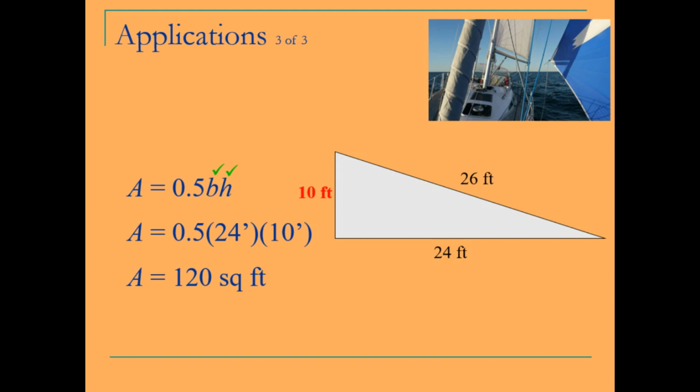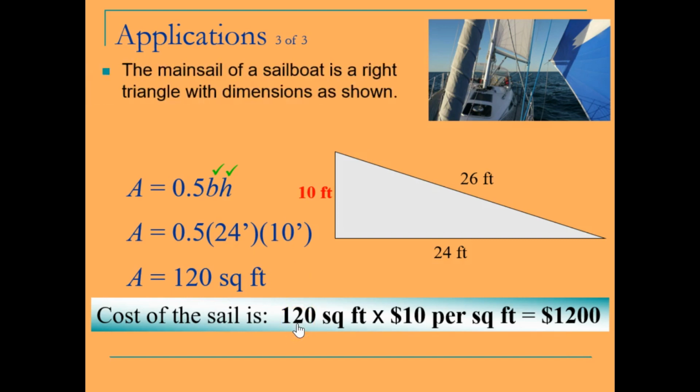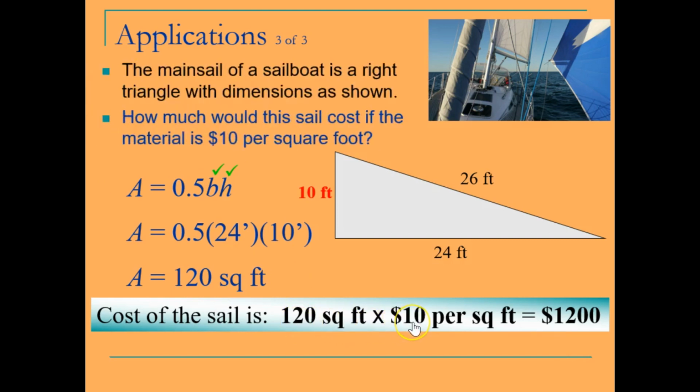The cost of the sail material is $10 per square foot, and to answer the question, how much will it cost for this sail, we'll take the area, 120 square feet, and multiply it by $10 per square foot to determine the cost for this sail of $1,200.